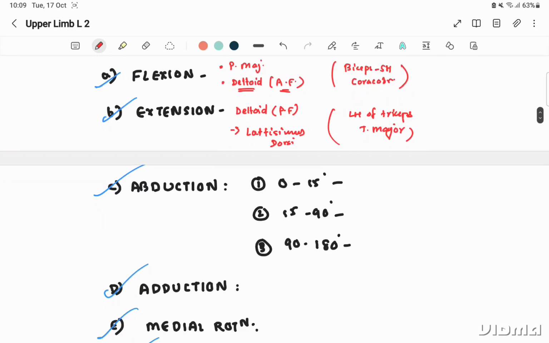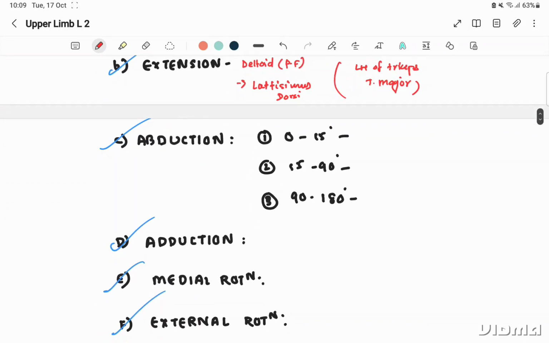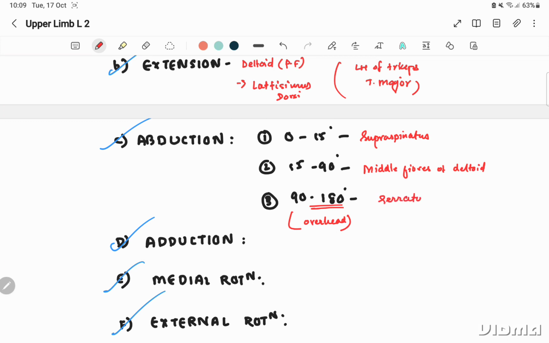Then we have abduction. Abduction can be of different degrees. From 0 to 15 degrees, we have the supraspinatus helping. From 15 to 90, we have the middle fibers of deltoid. And for the overhead abduction, 90 to 180 degrees, we have serratus anterior and trapezius.